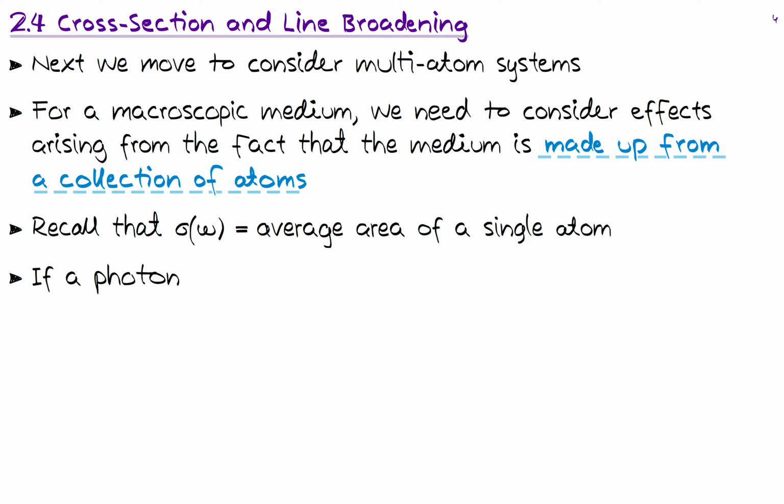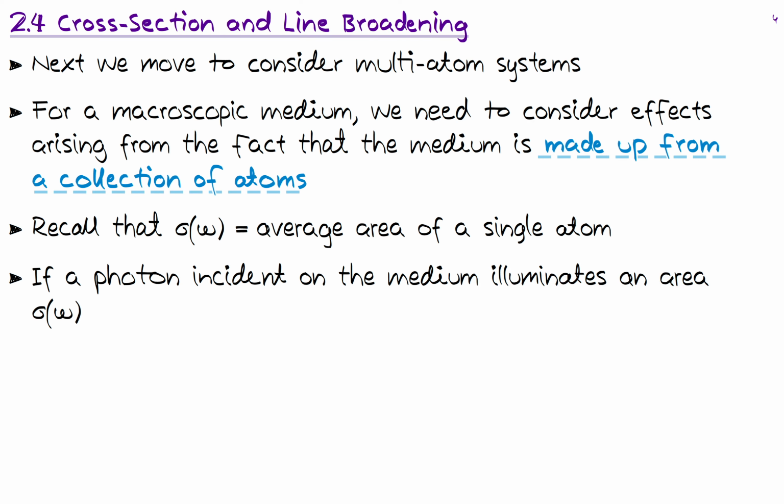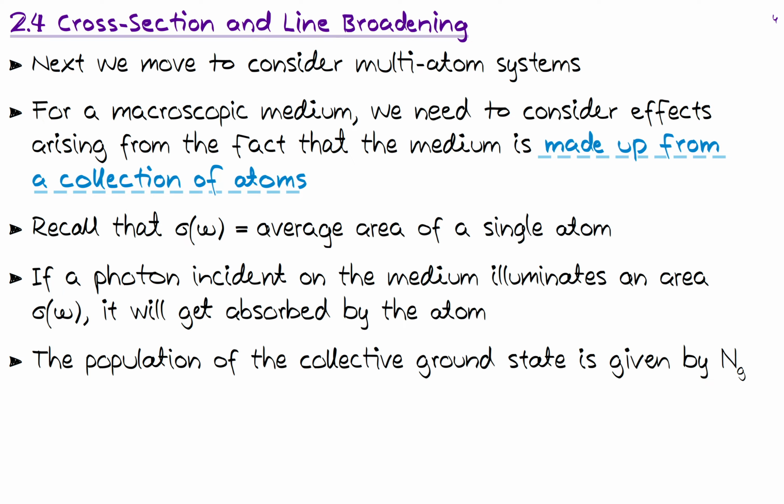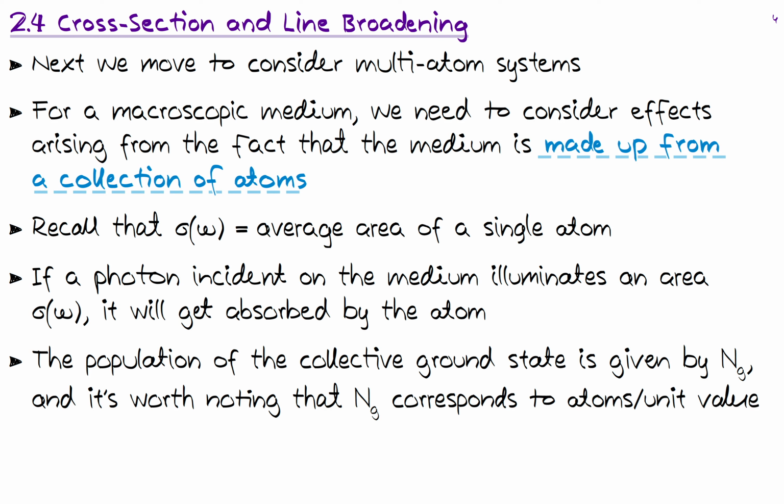So if we have a photon incident on the medium, and that illuminates an area of sigma, then this photon will be absorbed by this atom. And now looking at the population of the collective ground state, the population is given by, of course, Ng. And here it's worth noting what the units are, how it's being defined: it really corresponds to the number of atoms per unit volume. Sorry, I have a typo there. It should be volume here. So this is really the quantity of interest. And this really is then connected with the geometrical interpretation of the cross section.